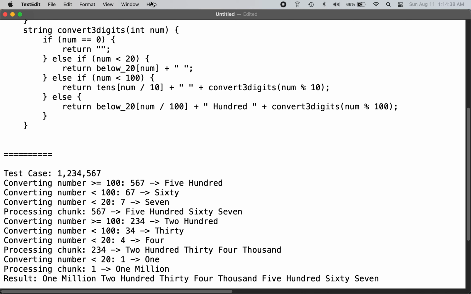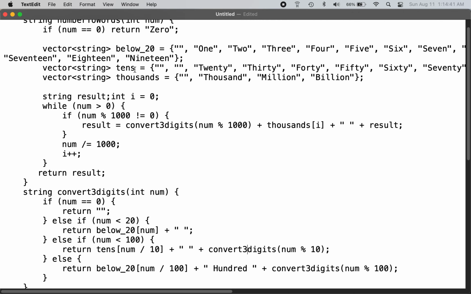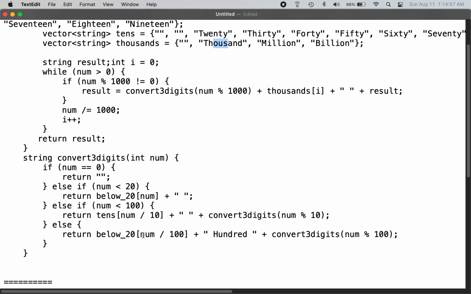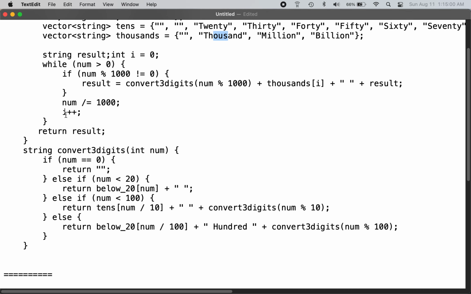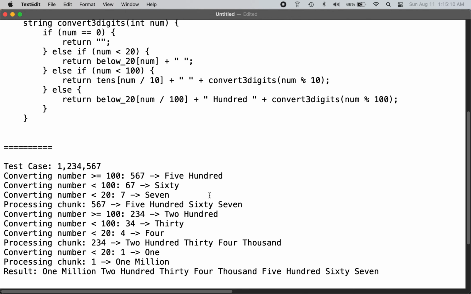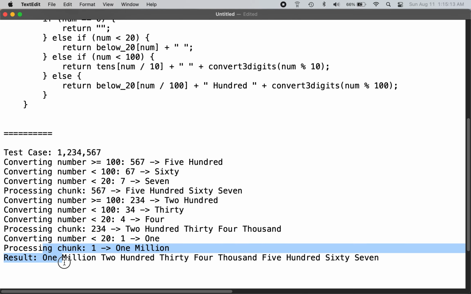Then you go through the second loop again for 234 as we discussed. Because the thousands index is now 1, since we incremented i here, it becomes 234,000, and then 1 is remaining. That 1 comes with i plus plus 2, so this is a million, and the 1 comes from the below 20 here. That's what produces the output 1,234,567.